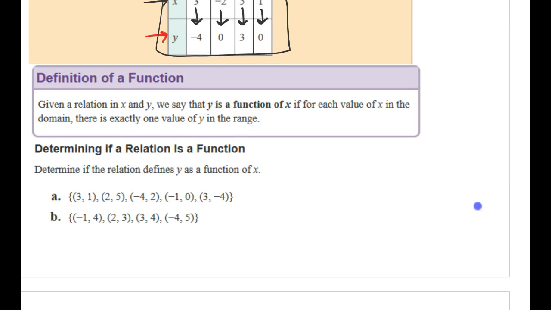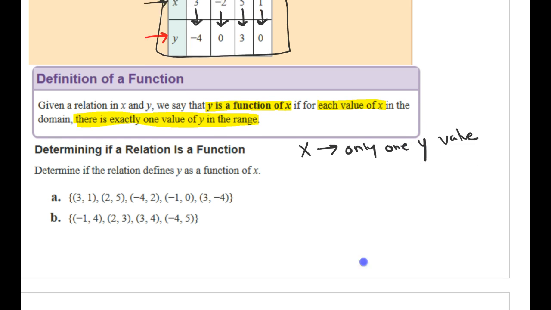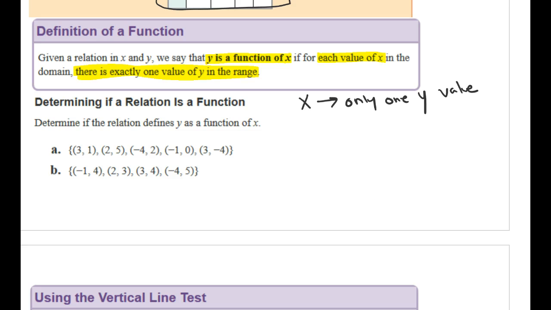And of course, we don't do much in college algebra with relationship unless it's a function. So we want to define function. So y is a function of x if for each x value there is exactly one y value. So what that's saying is for every x there's only one y value. So let's look at part A and B here of determining a relationship as a function.